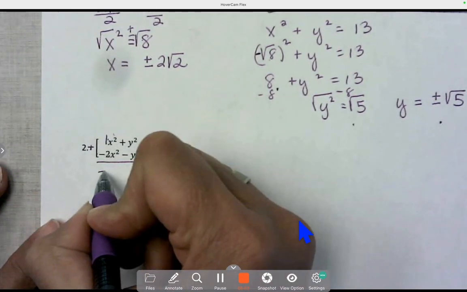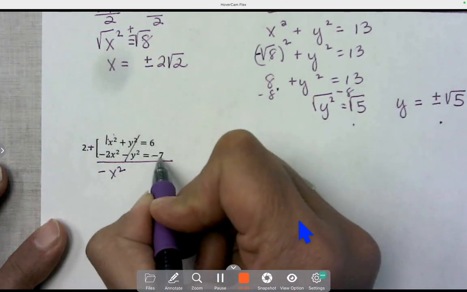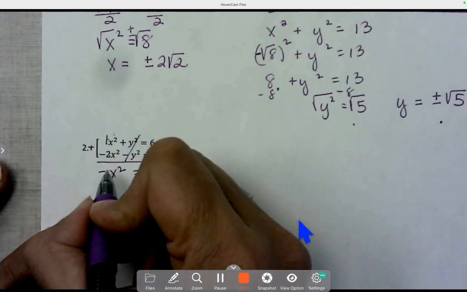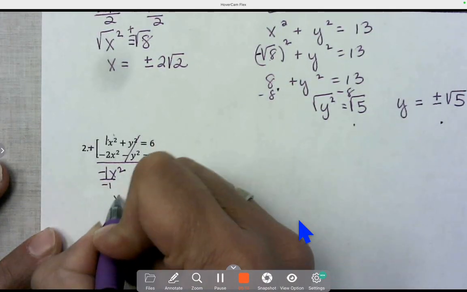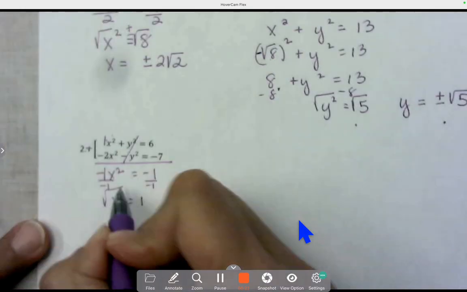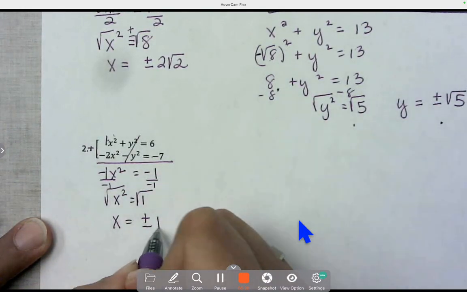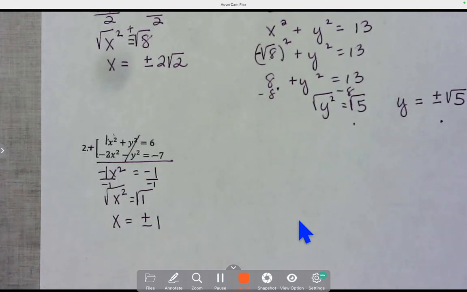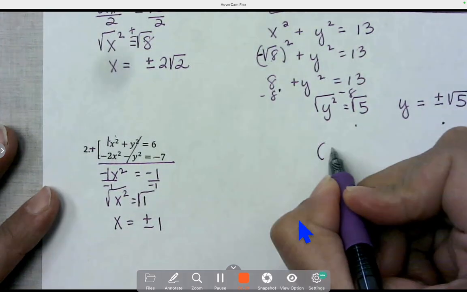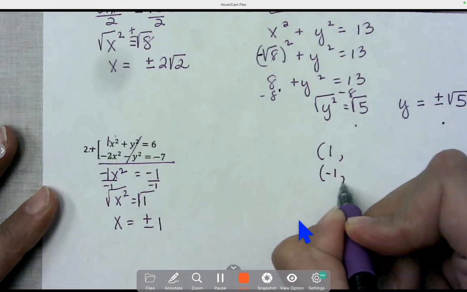So 1 minus 2 is negative x squared. This cancels. 6 minus 7 is negative 1. We're going to divide both sides by negative 1. X squared equals a positive 1. Now we square root both sides. X equals plus or minus 1. So I have an x at 1 and I have an x at negative 1.